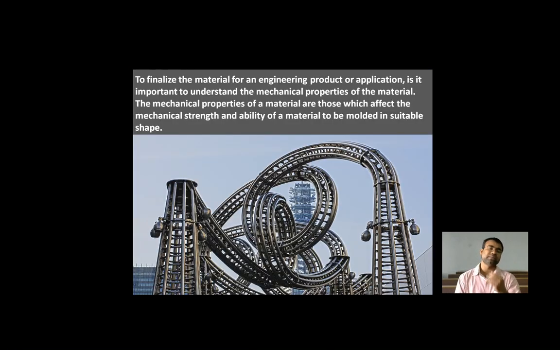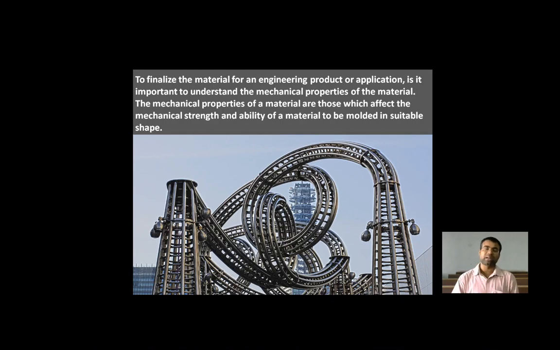As you can see, this is the structure of that particular Japanese roller coaster. This structure is made of some kind of engineering material. To finalize the material for an engineering product or application, it is important to understand the mechanical properties of the material. Why? You can see the figure: how intricate the structure is, and how much mechanical load it is bearing.